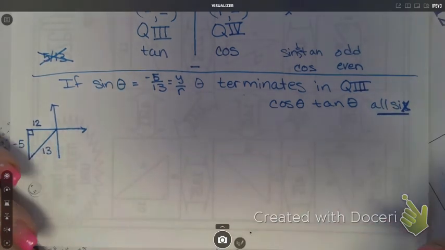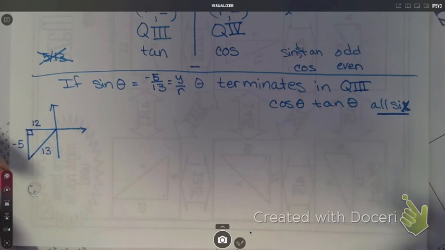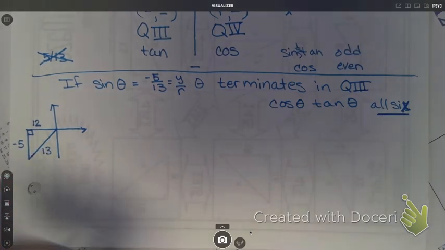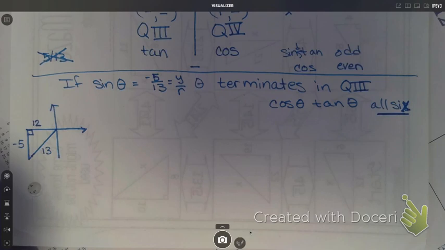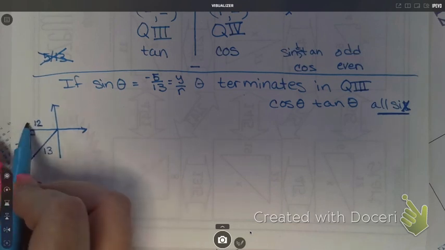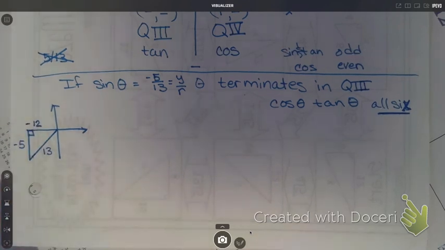Now we need to do sine, cosine, and tangent. You guys want to try on your own? Okay. Oh, wait, I did that wrong. It's not 12, it's what? It's 12, but what's wrong with my 12? Negative. Why is it negative? Because it's on the negative axis, right? And if you draw your picture, will you miss that?